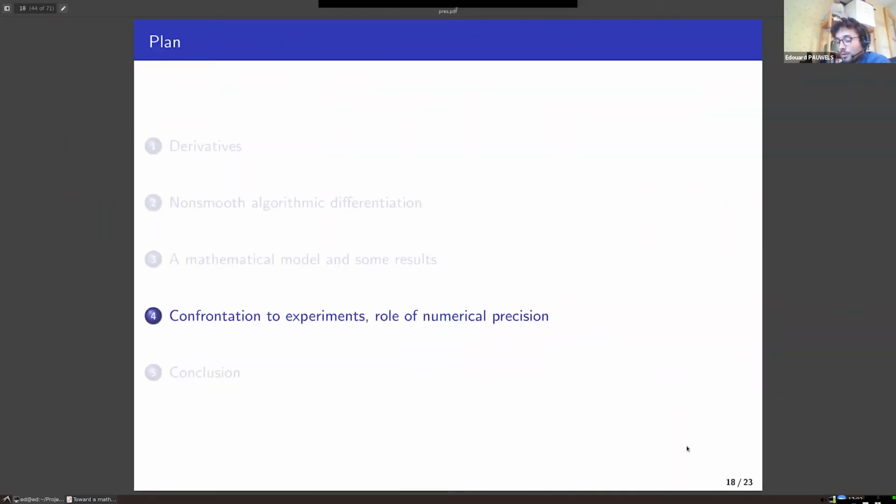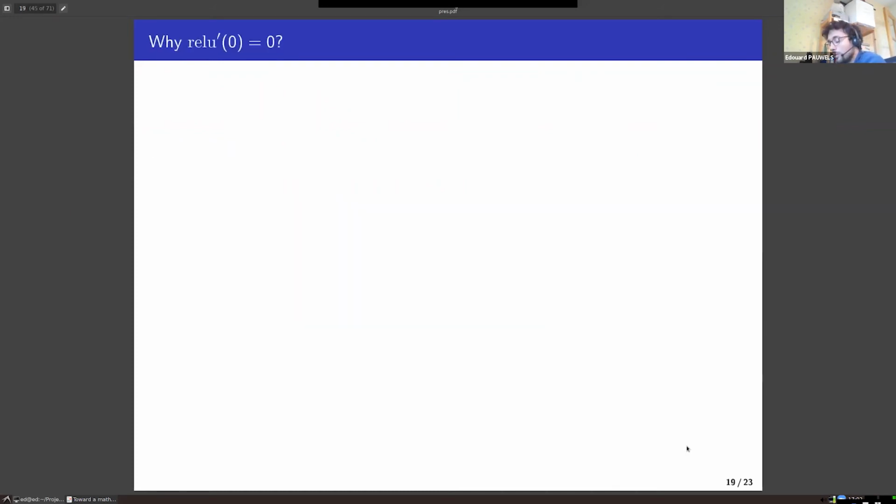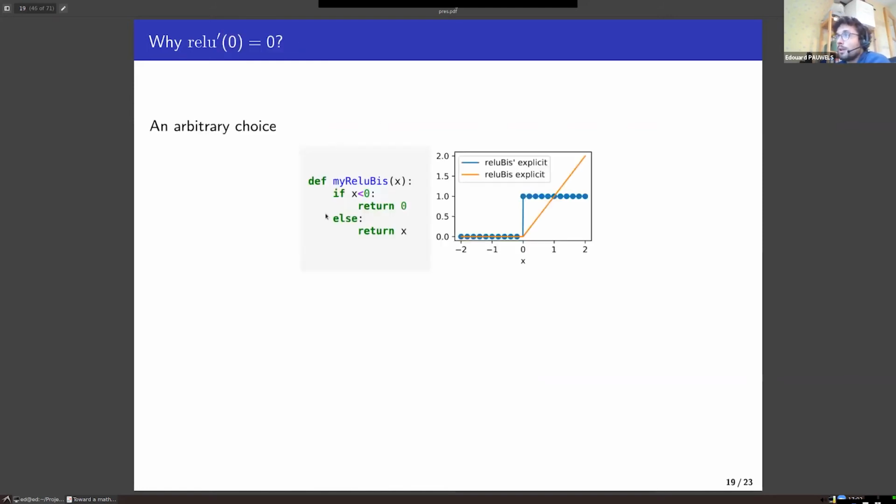Let's confront the theory with experiments, and we will do this by asking the following question. We have seen that TensorFlow chooses the derivative of ReLU at 0 to be 0. Why should we choose this? This choice is arbitrary. First, if I give you a different program for the ReLU function, then the value of the derivative at 0 would change. If I put a strict inequality here, at 0 the active branch changes. It's not 0 anymore, it's the identity, and the derivative of the identity is 1. So I could simply change it by implementing the ReLU function in a different way.